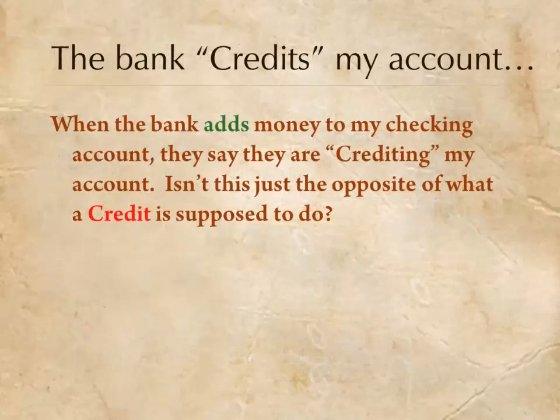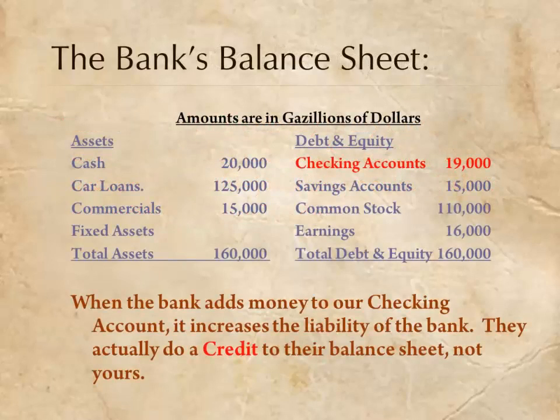Everyone with an account at the bank is happy when the bank credits our account, because when they credit our account, they add money to it. This sounds just the opposite of what a credit is supposed to do. What's going on here? Well, let's look at the bank's balance sheet and figure it out. When the bank adds money to our checking account, it actually increases the liability of the bank. They actually do a credit to their balance sheet, not ours. When we have money in the bank, they owe us that money. Isn't it nice to have the bank owe us money?